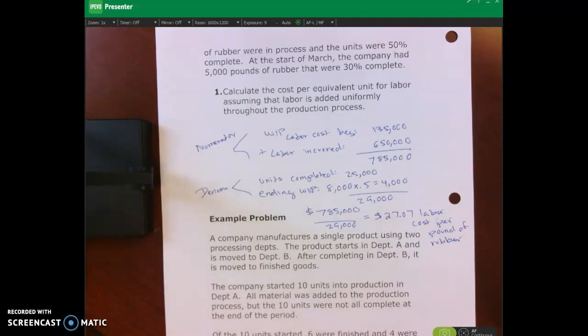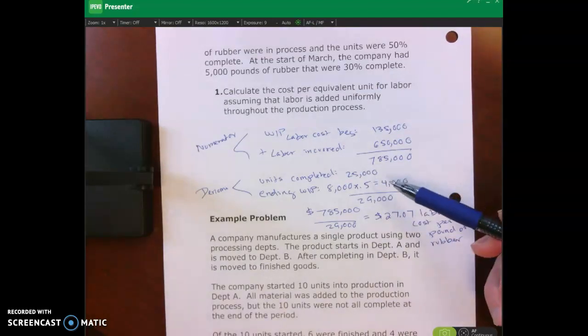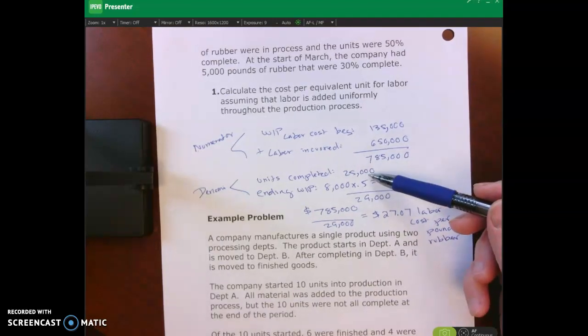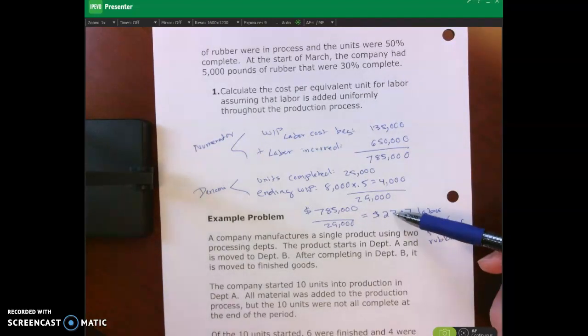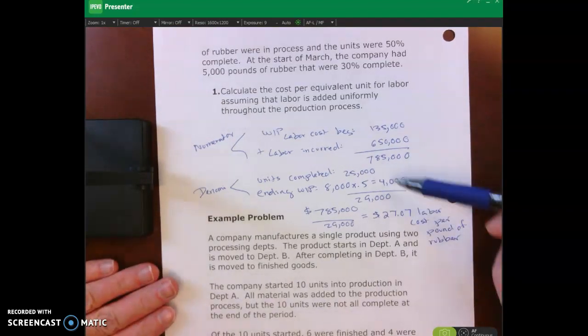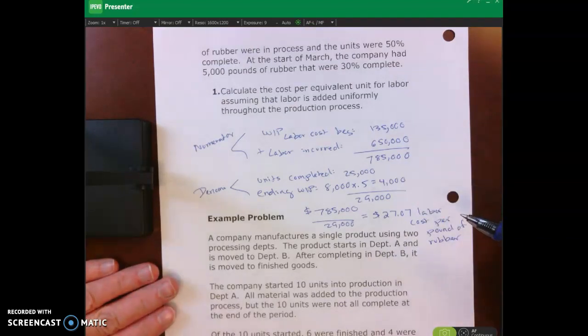Now, if we know we made 25,000 pounds, how can we figure out the labor cost of those 25,000 pounds that we completed? What would we do? We would multiply 25,000 times the cost of labor per pound of $27.07. 25,000 times 27.07 would give us the total labor cost for making 25,000 pounds of rubber.